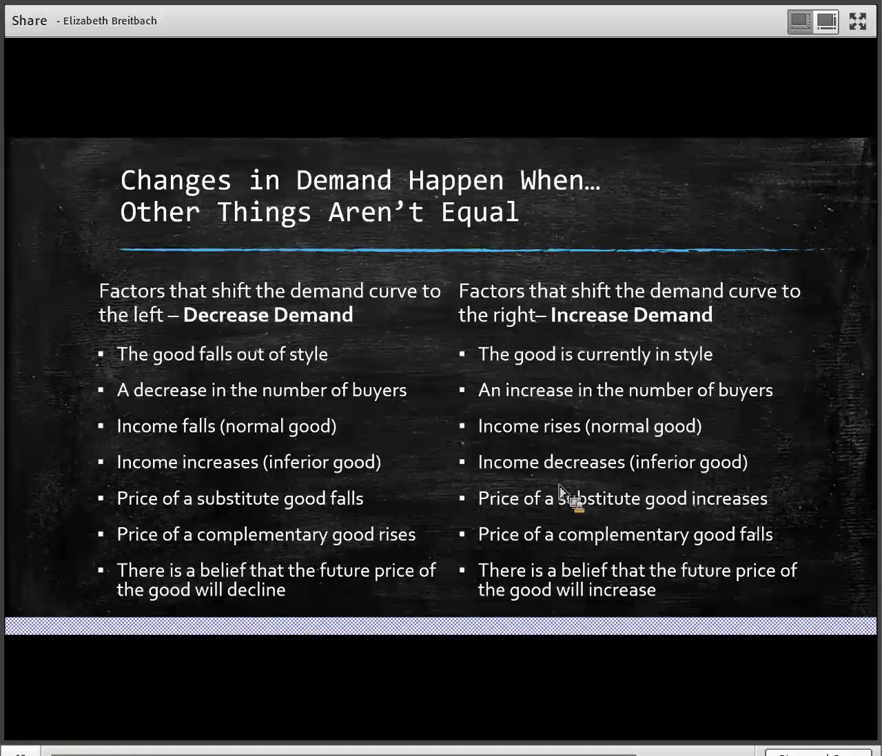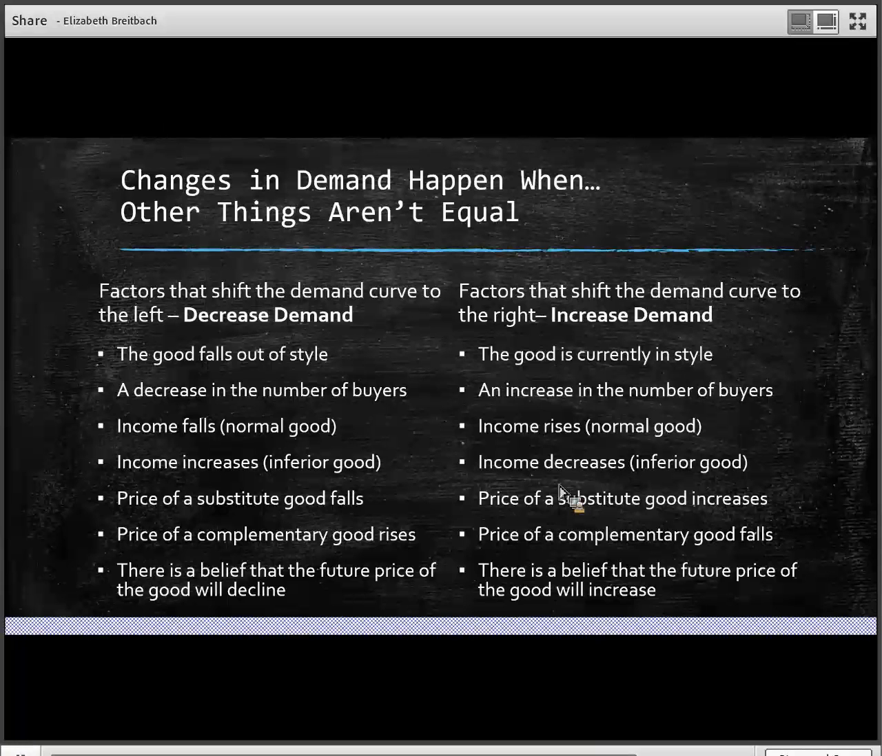And then also, as consumers, we care about the future prices. If we expect gasoline to decrease this weekend, then we're going to wait till this weekend to purchase the product, and our demand will decrease today. But if we think that we're going to see an increase in the price of a product, we're going to increase our demand today so that we don't have to pay those higher prices later on.